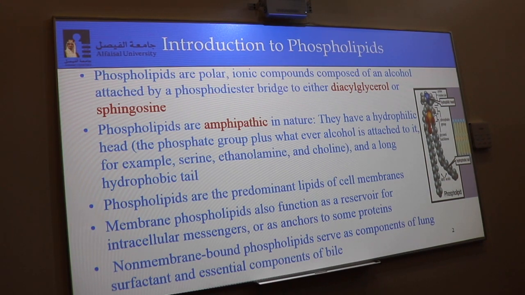They contain phospholipid. So, what are the functions of phospholipid? One, major function, component of cell membrane. Two, they act as intracellular messenger. Three, they are component of lung surfactant, and four, they are component of the bile. All these are functions of phospholipids.